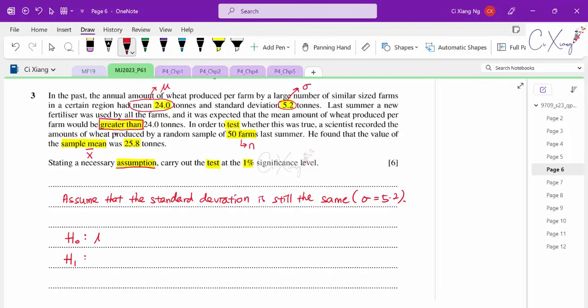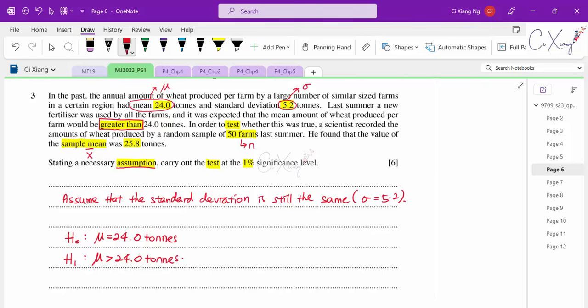The null hypothesis is mu equals 24.0. And then for the alternative hypothesis, by looking at the keyword greater than, we want to test whether mu is greater than 24.0. From here, we can see that it is a one-tail test, because our alternative hypothesis is greater than, that means right-hand side, so it is a one-tail test.